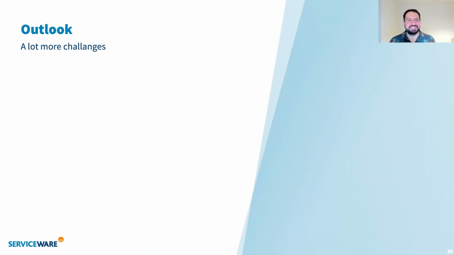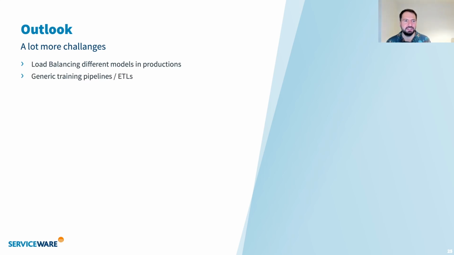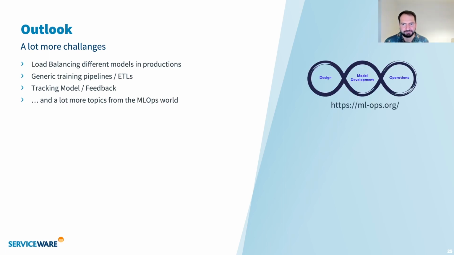But there are more challenges in machine learning workflows. One, for example, is load balancing, where you say, hey, I have different models in production. How do I load balance between them in a smart way? How do I set up generic training pipelines? Also the topic of ETLs. How do I do the tracking of models, and how do I collect the feedback? And there are a lot more topics from the MLOps world.